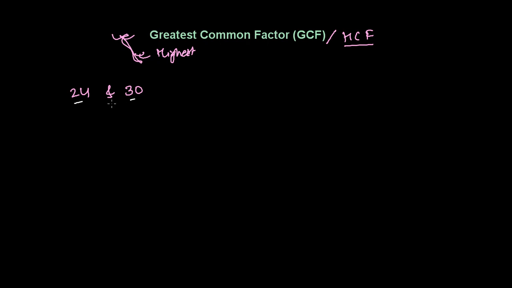Let me write here all factors of 24. What are the factors of 24? Those numbers which can divide 24 without any remainder. So that's 1. But we don't generally write 1 as a factor, because 1 is a factor of every number. And then 2 and then 3, because these numbers can divide 24, and then 4 and then 6 and then 12 and 24 itself.